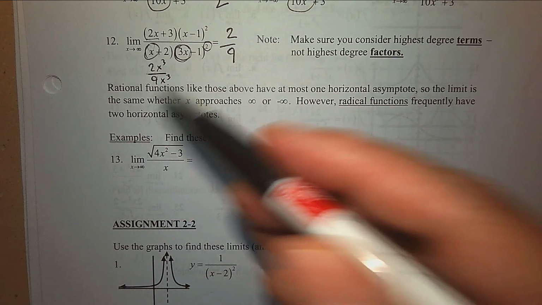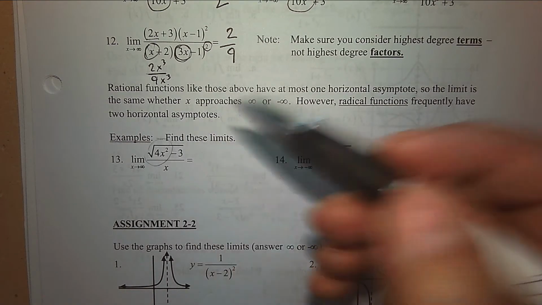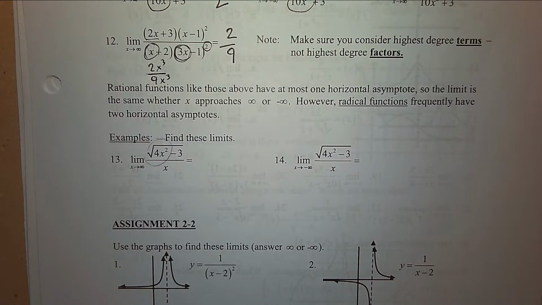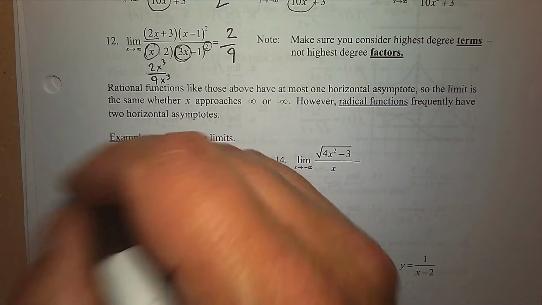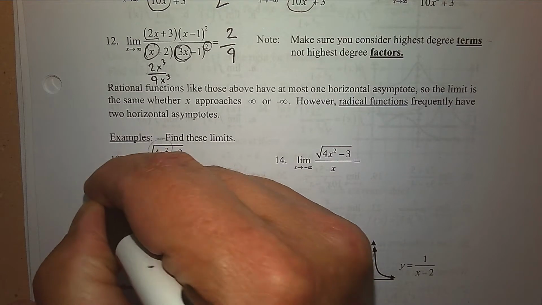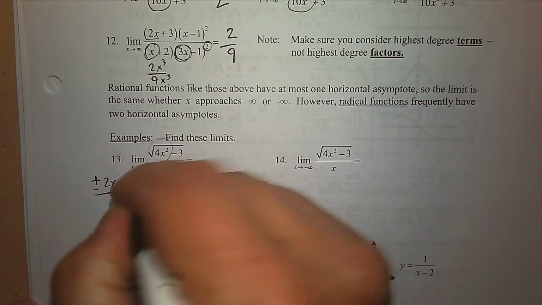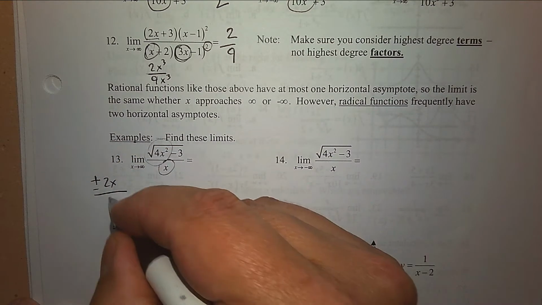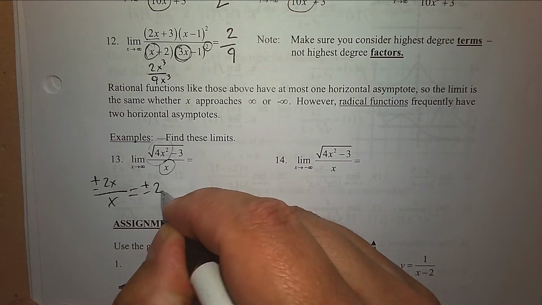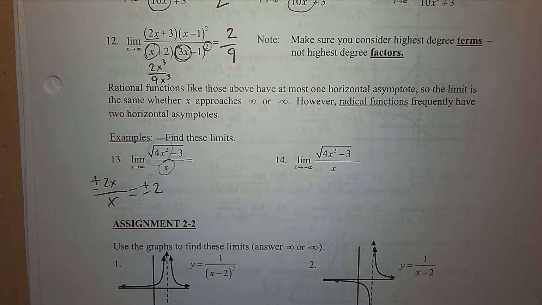So what is the power term on top? It's the square root of 4x squared. Well, we know the square root of 4 and x squared would just be 2x. But the answer could be positive 2x or it could be negative 2x. And that's divided by what? x. So what are the 2 horizontal asymptotes? Positive 2 and negative 2.